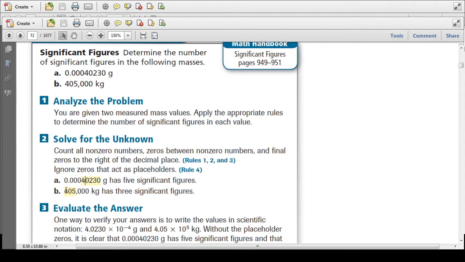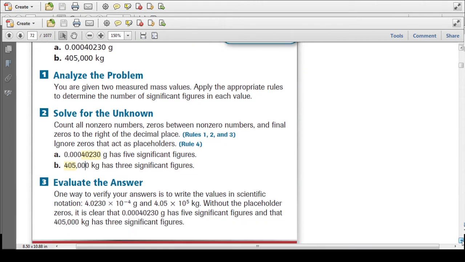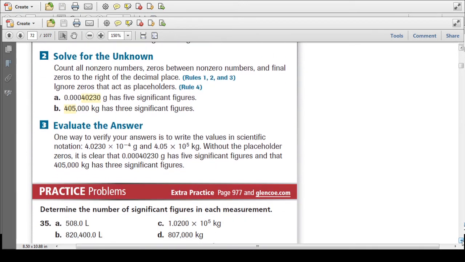If we look at the next one, we have these placeholder zeros, but we have these numbers which are considered significant. So we would note this as 3 significant figures. If we wanted to write them in scientific notation, it would look a lot like this.